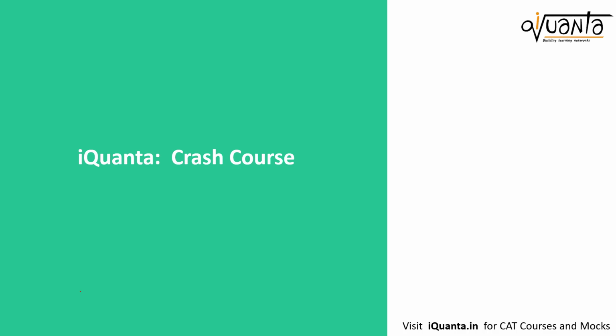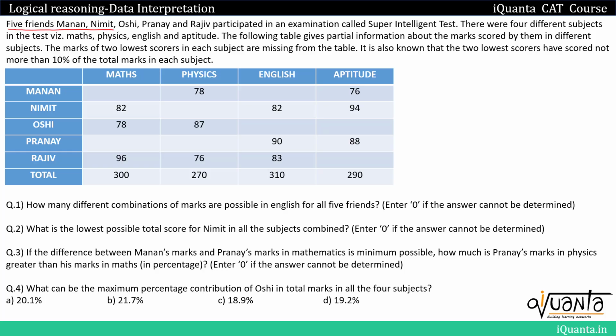Hello everyone, we'll quickly solve a DI set based upon data sufficiency and a little bit of calculations. 5 friends Manan, Namit, Oshi, Pranay and Rajiv participated in an examination called Super Intelligent Test. There were 4 different subjects in the test, which are maths, physics, English and aptitude. The following table gives partial information about the marks scored by them in different subjects. The marks of 2 lowest scorers in each subject are missing from the table.